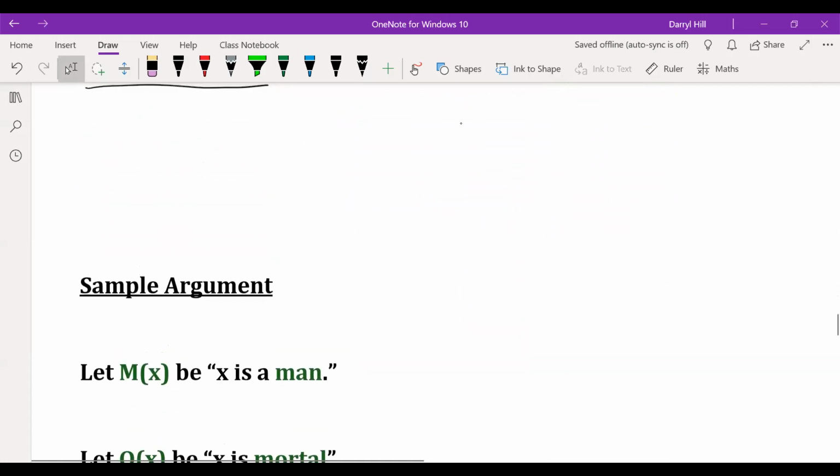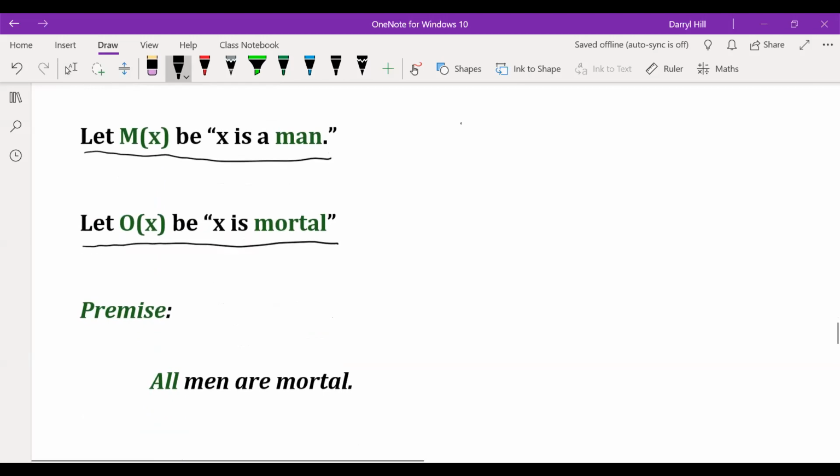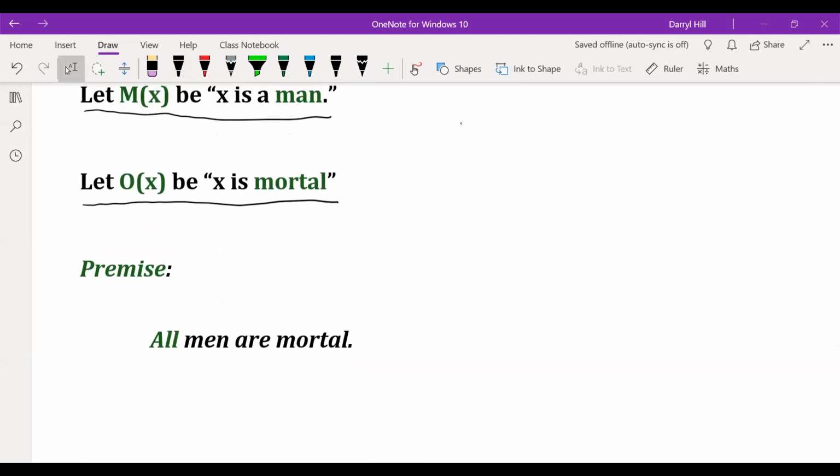Hopefully this is clear. So let's look at a sample argument then, how we would put these things into operation. So let's say I have this premise here that X is a man, and let O of X be that X is mortal. So then I could say, one of my premises in my argument is that all men are mortal. So then what I would write here is, for all X, what should I write?